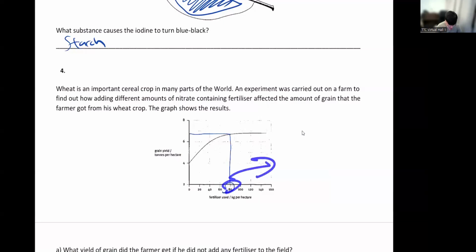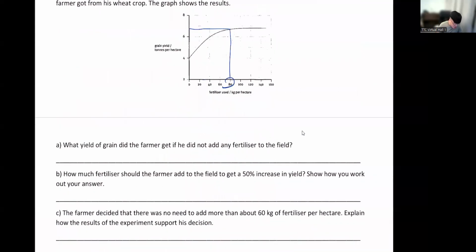Anything above 80, you're just wasting your money on fertilizer. If you get what I mean, right? You're just increasing your fertilizer, but you're not increasing the yield, you see? So it's just not worth it beyond 80. So 80 is like the best that you should use, right? According to this graph lah.